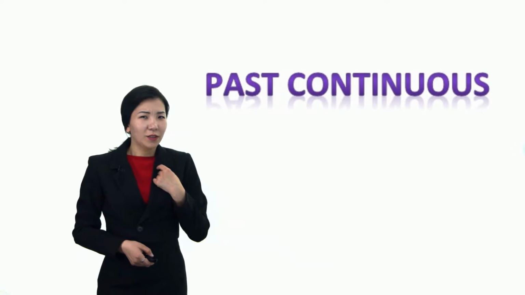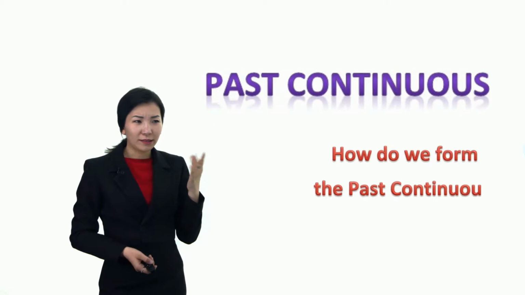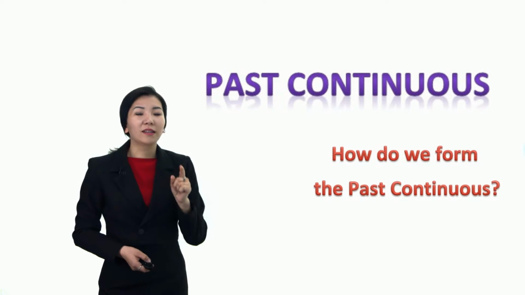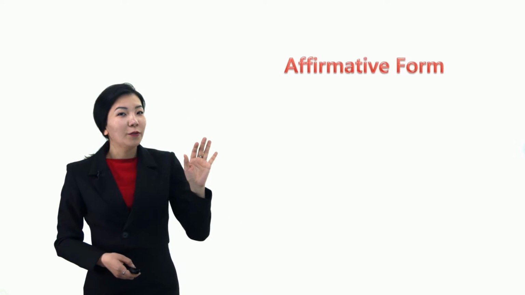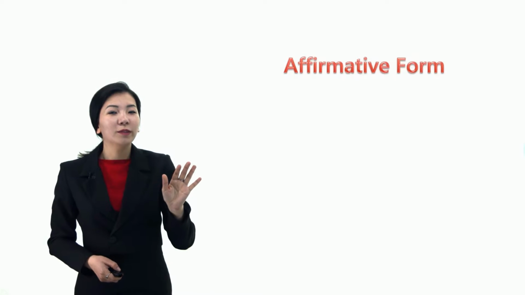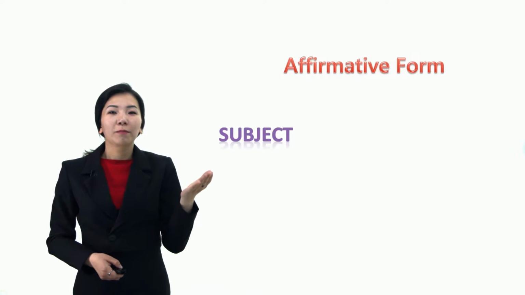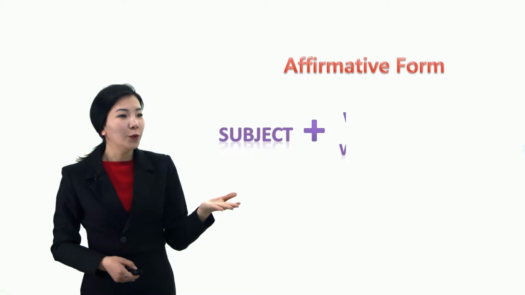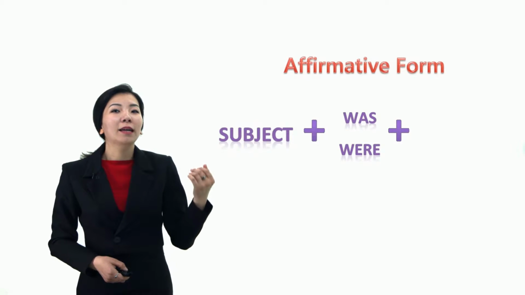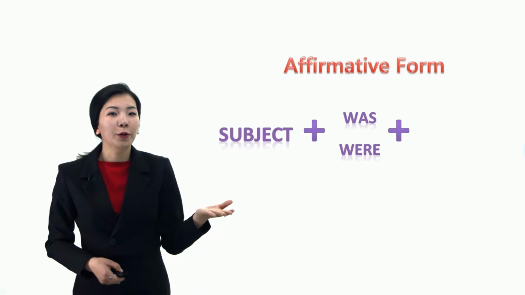So today we are going to talk about past continuous. Do you know how to form the past continuous? If you don't, let's find out. To form an affirmative sentence in past continuous, we start off with the subject plus the auxiliary verb was, were, followed by the ing form of the main verb.